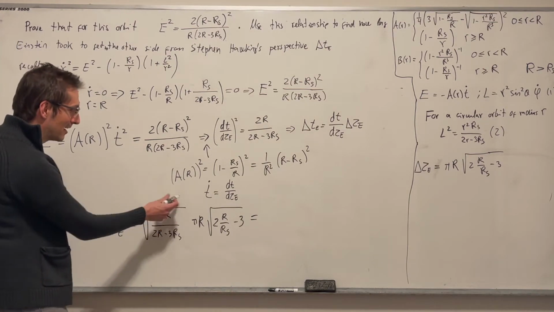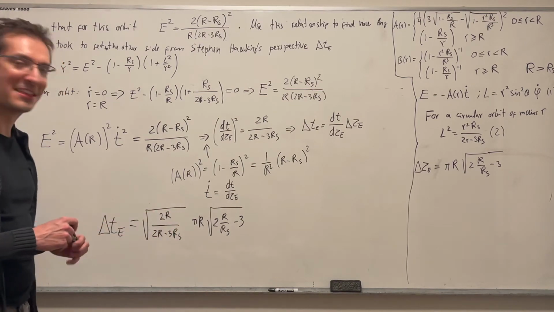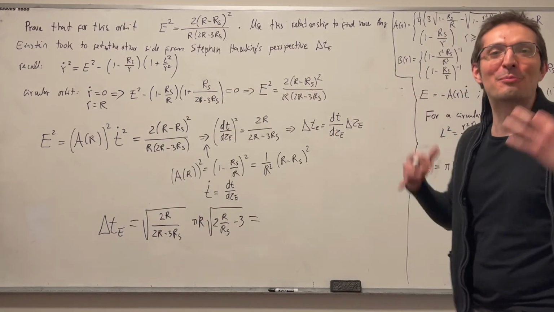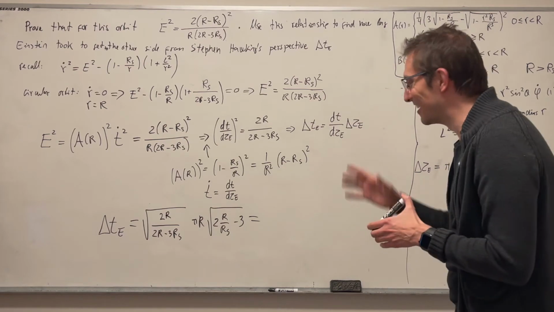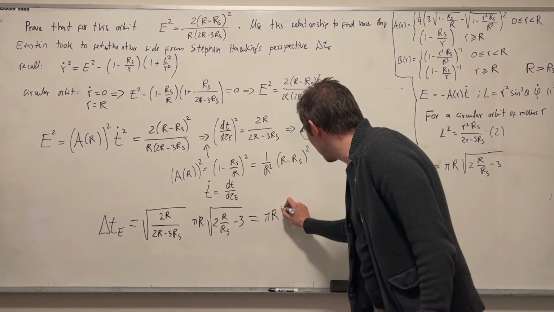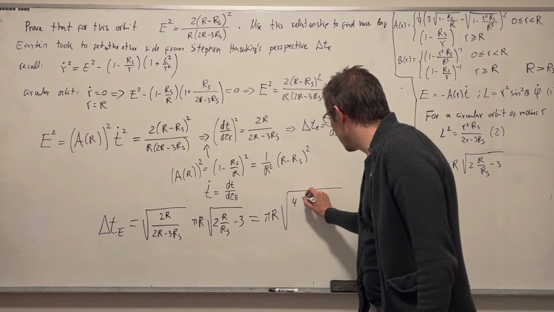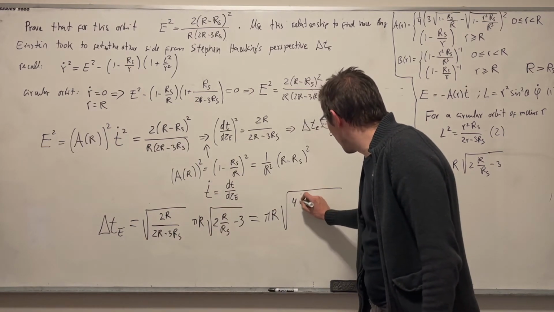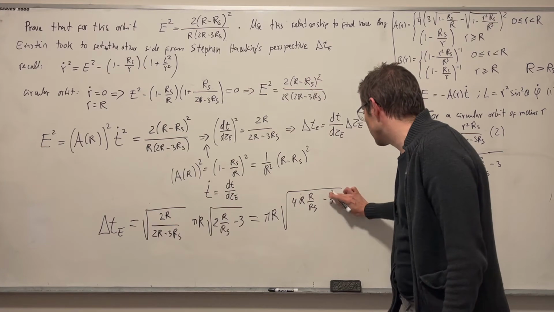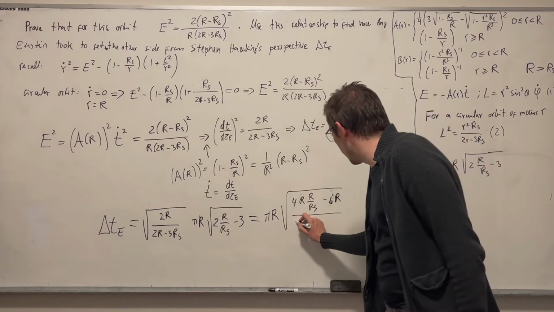This is the redshift factor. This is the result from Einstein. Now I could give you the result, but I think it's way more sensational and way more fun if we are surprised together. Let's try to do it, even though my arithmetic sucks. So let's do the product. I'm going to have the π r here, and then the big square root, and the first term is going to be 4 r over rs, like that, and then minus 3, minus 6 r, divided by 2r minus 3rs.